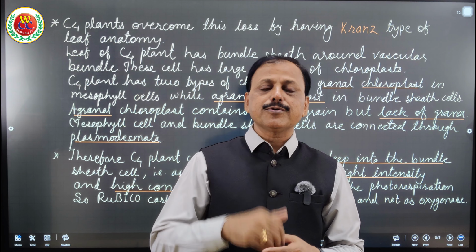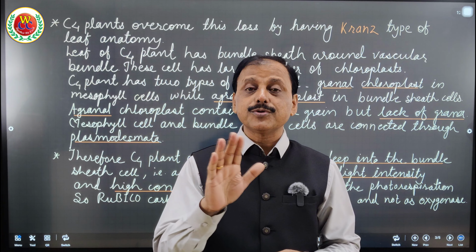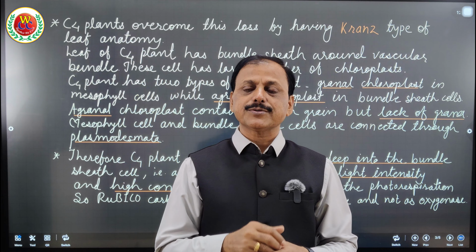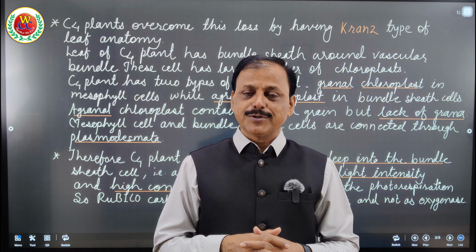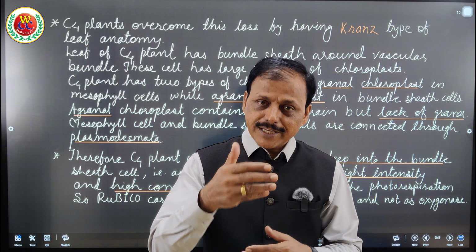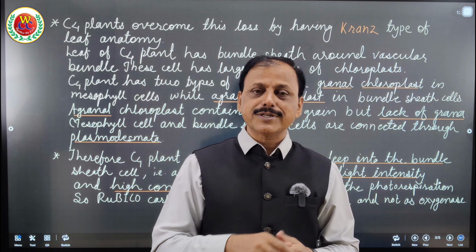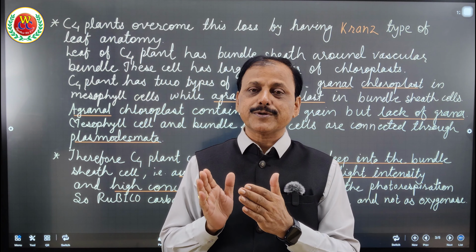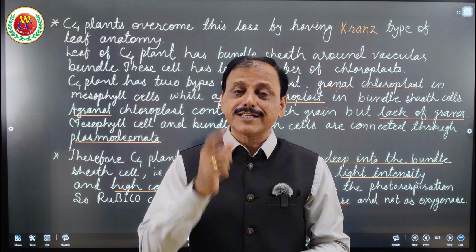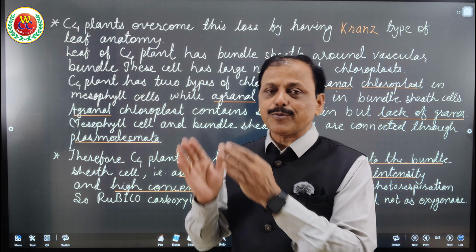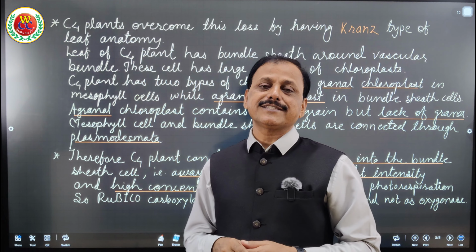Mesophyll cells have granal chloroplasts, meaning chloroplasts with grana. Bundle sheath cells have no grana. They are simply chloroplasts with starch contained inside the stroma, no grana. Why? Because the Calvin cycle occurs in the bundle sheath cell, and the Calvin cycle does not require light, or the light phase does not occur there, because photophosphorylation is completed in the mesophyll cells. Mesophyll cells are connected with bundle sheath cells through plasmodesmata. Whatever products of the light phase are made are transferred through plasmodesmata to the bundle sheath cell.